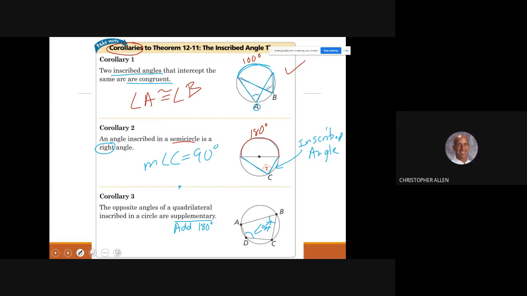Why is that? Can anyone explain why that's true? In other words, what I'm telling you is the measure of angle D plus the measure of angle B has to be 180 degrees. That's the conclusion to draw. Why? Once you think about it, and once you see it, it makes perfect sense. Why does the measure of angle D plus the measure of angle B have to equal 180? Any ideas? As soon as I show you again, you're going to be like, oh gosh, that makes perfect sense.